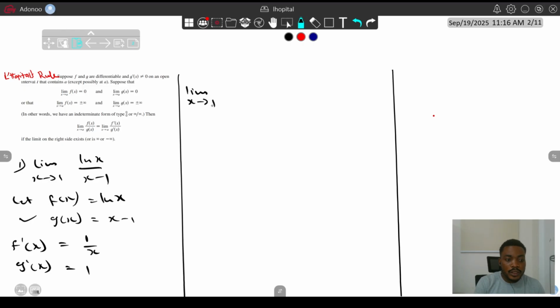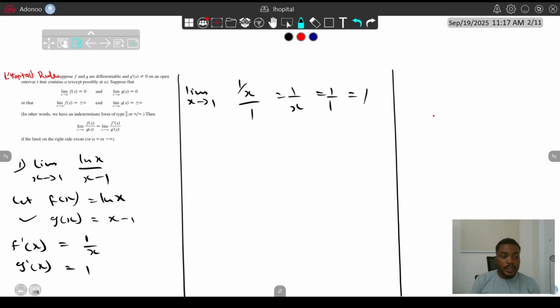So we are just going to insert them back, and then we are going to say limit as x approaches 1 of 1 over x over 1, which is the same as saying 1 over x. So we are now going to insert our limit point, and then we have 1 over 1, and our limit is 1, right? So it's quite simple actually. All we need to do is to differentiate the numerator and then differentiate the denominator, and then we take the limit as x approaches the limit point.